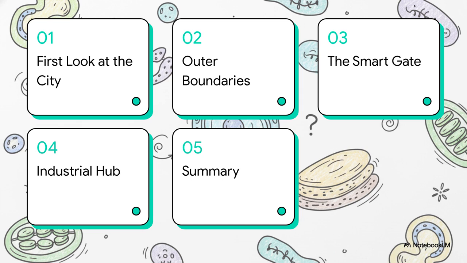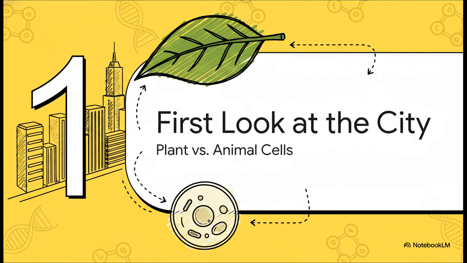So here's our game plan, our itinerary for this tour. First, we're going to get a bird's eye view of the city. Then, we'll check out its outer walls. After that, we need to get cleared by the smart gate, border control. Then we'll visit the industrial hub, where all the action happens. And finally, we'll zoom out and see how this whole incredible city just works. Okay, first stop. Let's get that big picture view.